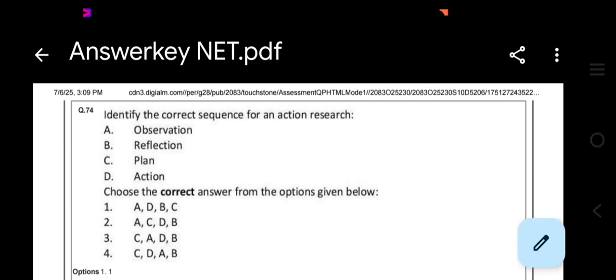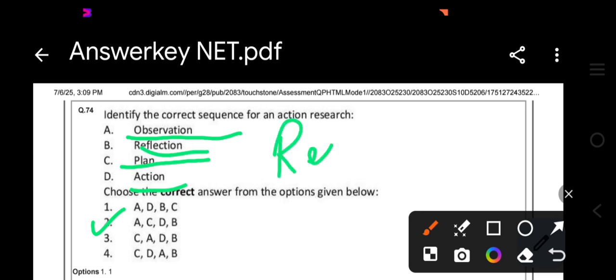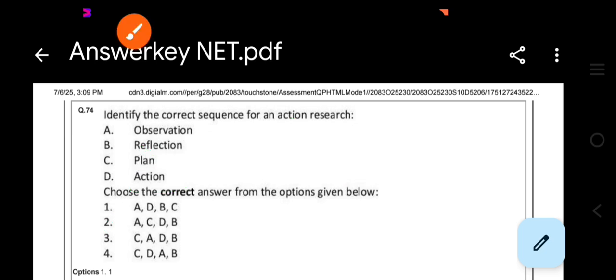So what is the right one? Option 2-1 is right. First we observe, then plan accordingly, then action, and then reflection. Reflection is the last stage. Okay, reflection is the last one. So now you understand. We are moving into the next question.